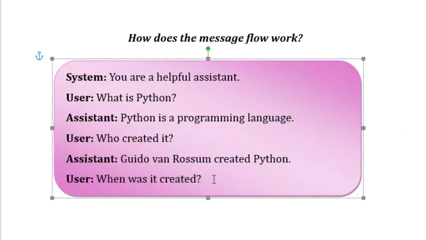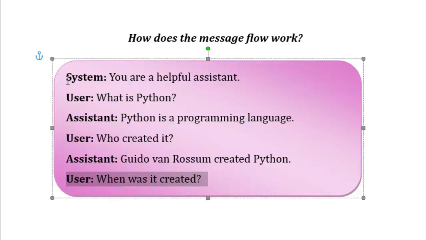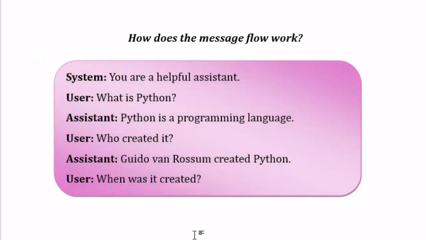Now when the assistant sees this latest question, when was it created, it doesn't just read this particular question. It flips through the entire notebook from the beginning to understand the context. This notebook, which stores all the messages in order, is called the message history, and it becomes the context for the assistant to generate a relevant answer.